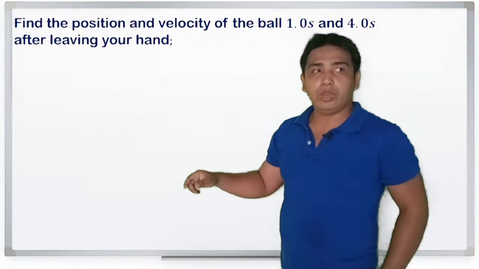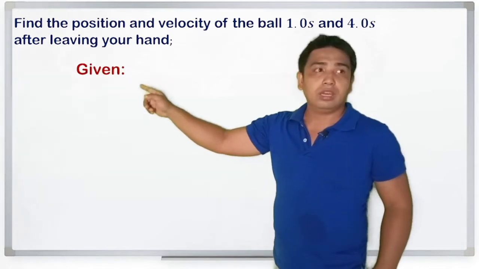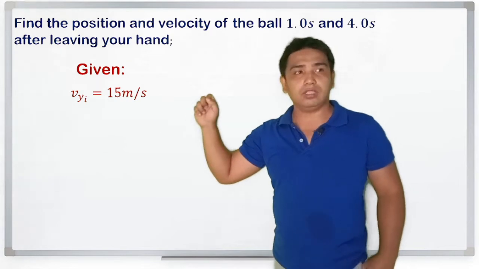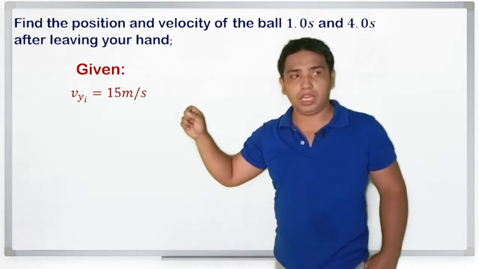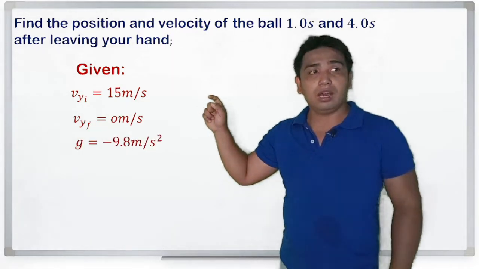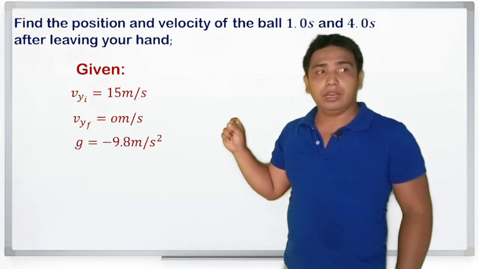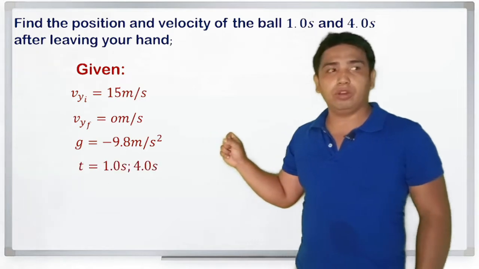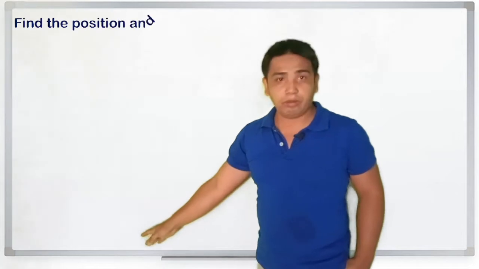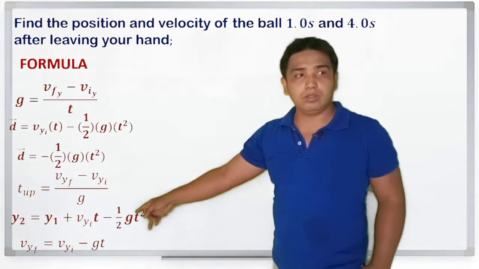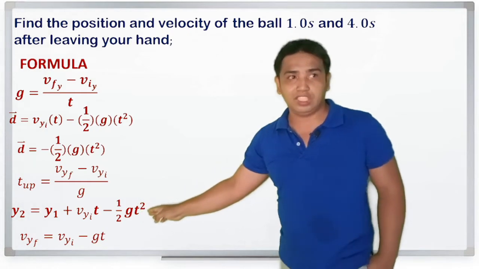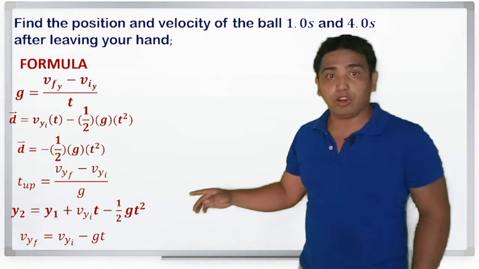Alright, so we have our given here. So VYI is still 15 meters per second. The acceleration due to gravity is still negative 9.8 meters per second squared. And then the time is 1 second. So we are going to look for the position. Since we are looking for the position, here are the formulas, and we can choose y sub 2 equals y sub 1 plus VYI times time minus 1/2 GT squared as our formula.